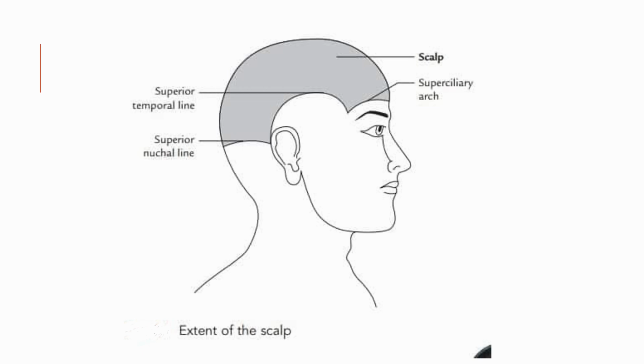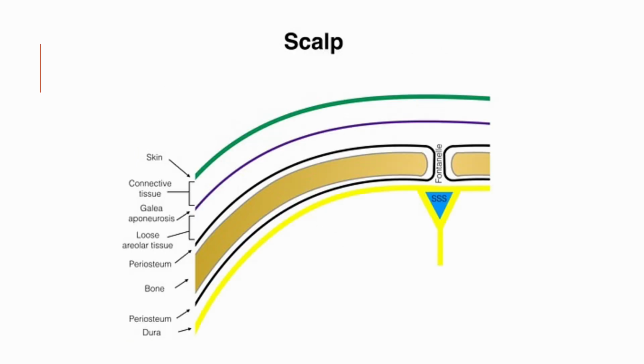The scalp is the soft tissue envelope of the cranial vault. It extends from the superior nuchal line on the posterior area of the skull to the supraorbital margins. Laterally, it extends into the temporal fossa to the level of the zygomatic arches. The scalp has 5 layers. They are the skin, the connective tissue, the epicranial aponeurosis, the loose areolar tissue, and the pericranium.